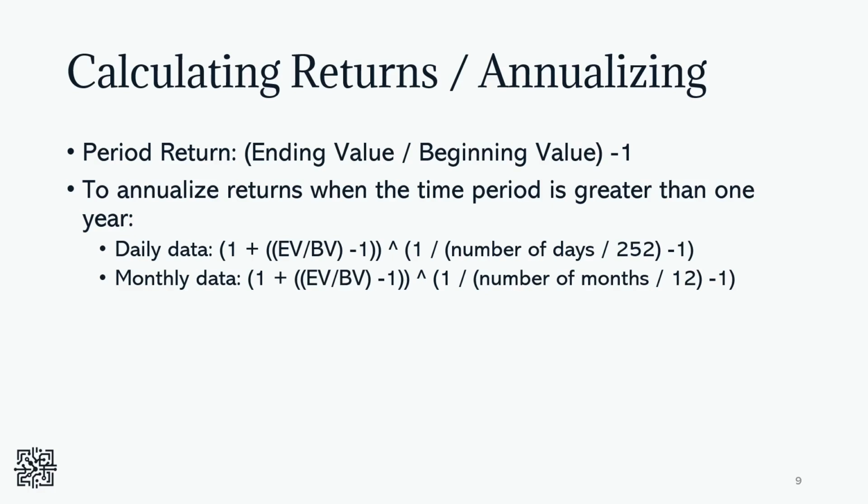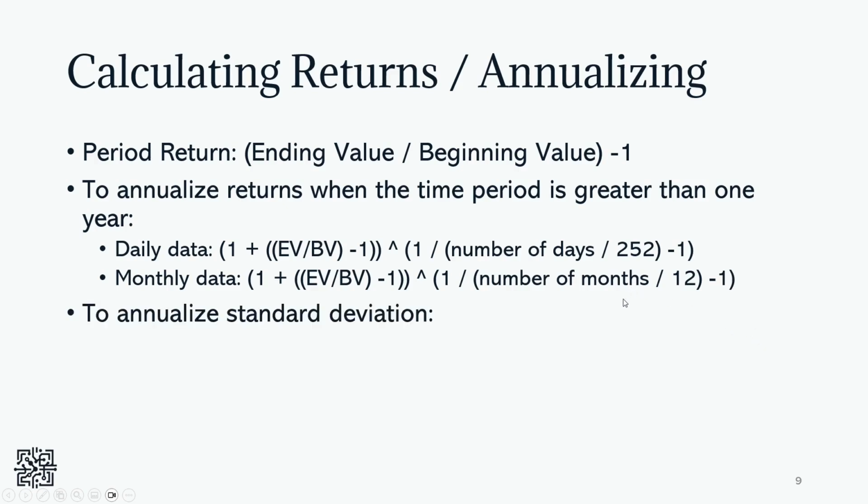What we're going to do is take our period return, that's the EV divided by BV minus 1, that's what we have on top. We add 1 to it, and then we raise it, or exponentiate it, to 1 divided by the number of days over 252. So you need to know this. You should be able to do this in Excel or in Python immediately. To annualize daily data, it is 252. To annualize monthly data, you're going to divide by 12. My question to you right now, think about it: what do you think the number would be for quarterly data?